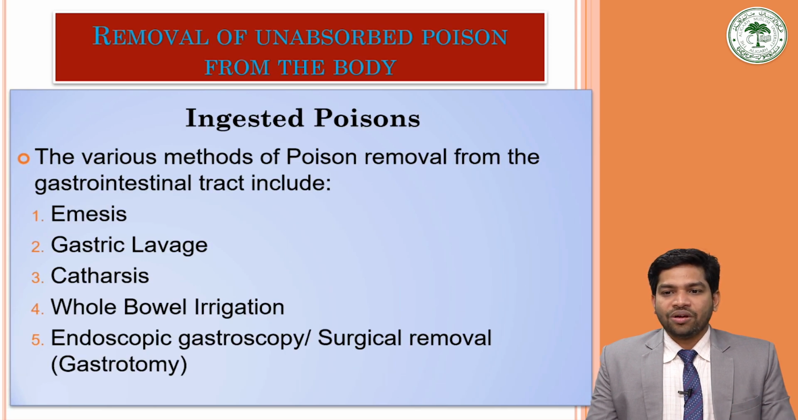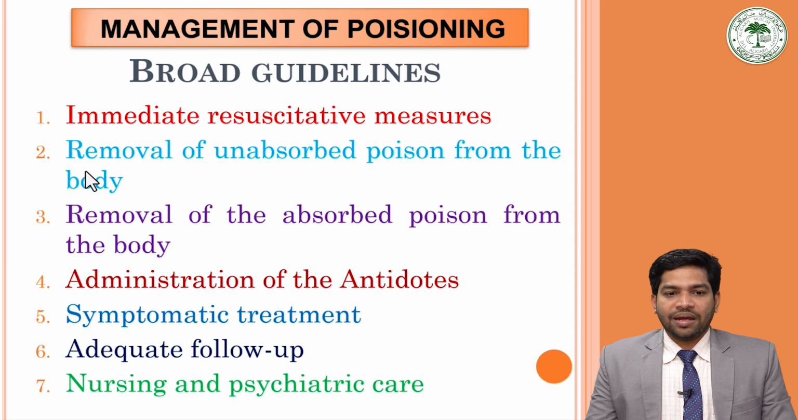Then for ingested poisons removal, we learned the various methods available. That includes emesis, that is vomiting, then gastric lavage, that is cleaning of the stomach wall, then catharsis, that is purgatives used for cleaning through defecation or diarrhea, then whole bowel irrigation through polyethylene glycol, that also cleans the whole of the intestinal mucosa. Then endoscopic gastroscopy and surgical removal through gastrotomy we learned. So through all this, we covered the step of the removal of unabsorbed poison from the body.